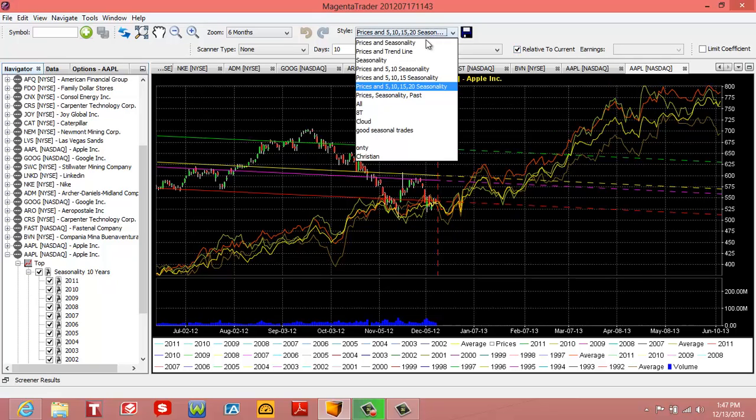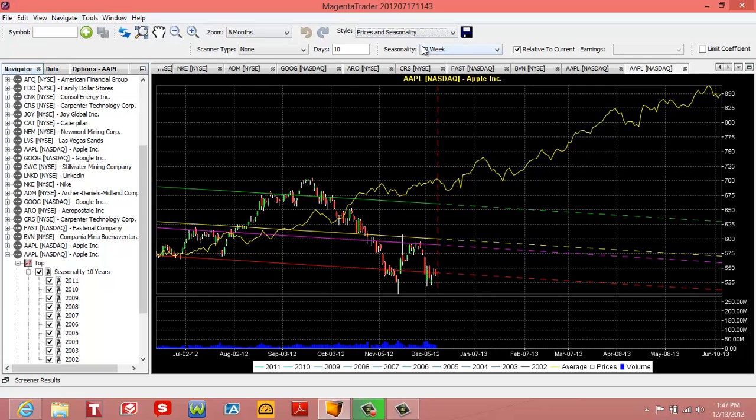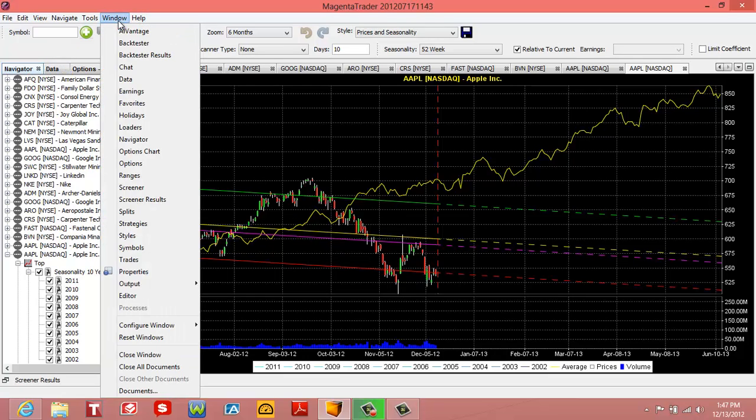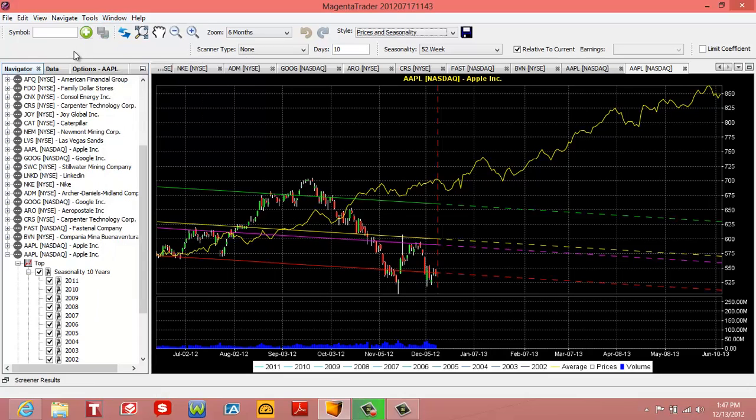Now if I want to look at the data, then I could just go to prices and seasonality. I can switch right over here to data. Remember, if any of these are not open, you can go right here to window, and right here you can find the navigator, window, and you can find the data.